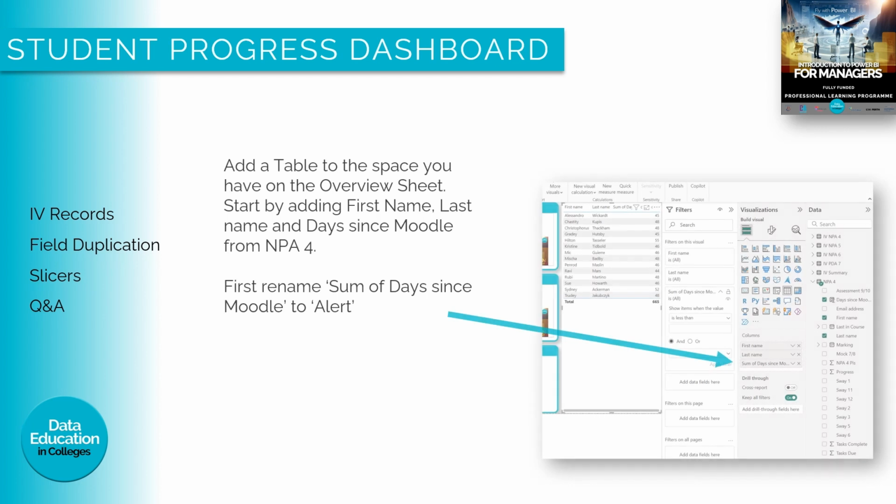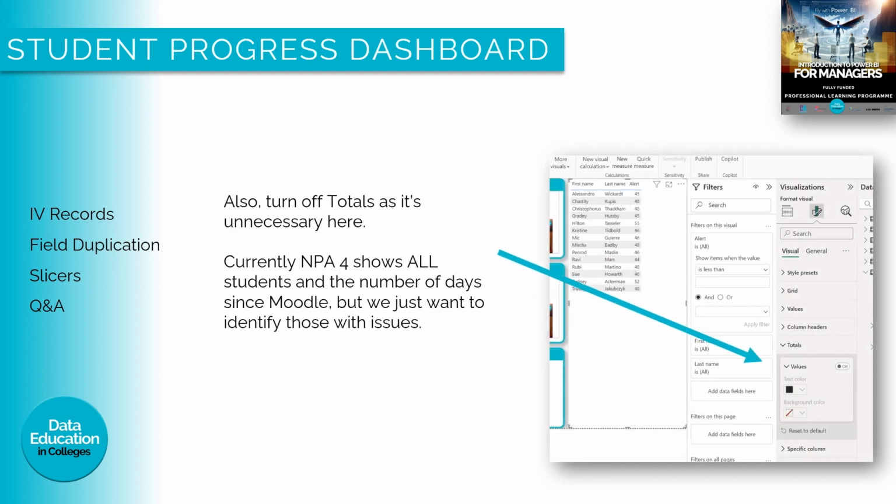So in the overview sheet, add a table and start by adding first name, last name, and days since Moodle from NPA4. First thing to do, rename sum of days to alert, and also turn off the totals. We don't really need it. But at the moment, it's showing all the students, but we just want to show the ones that are maybe an issue.